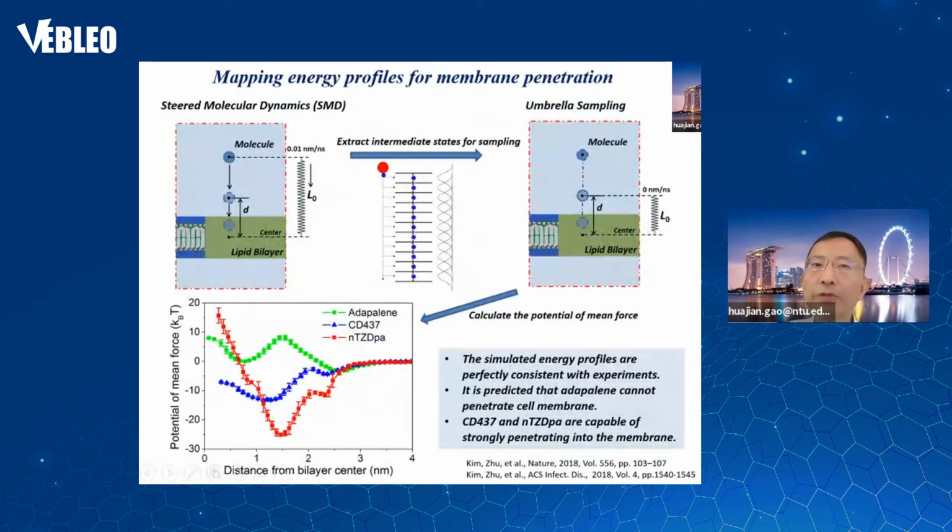So now we use modeling and simulation to help us understand the mechanism and speed up discovery. What we do is use so-called steered molecular dynamics. Steered molecular dynamics essentially allows us to compute the free energy evolution along a pre-selected reaction path. For example, in this case, we're interested in how the free energy evolves as we bring the molecule from outside the lipid bilayer, the cell membrane, to the center of the membrane. This is called the potential of mean force.